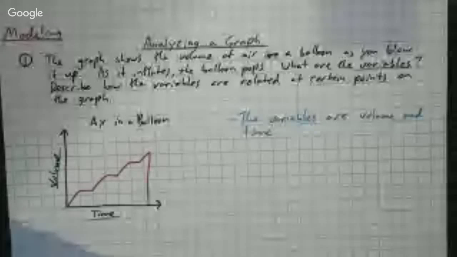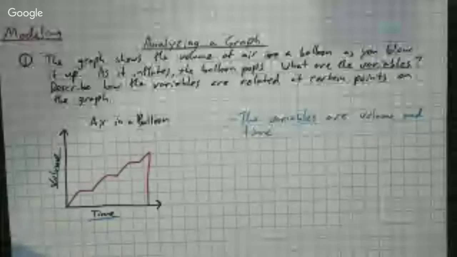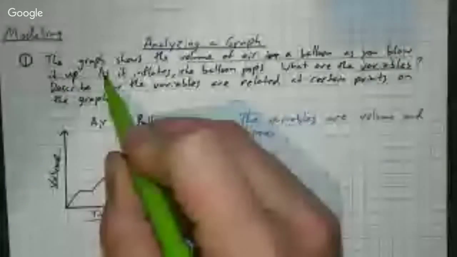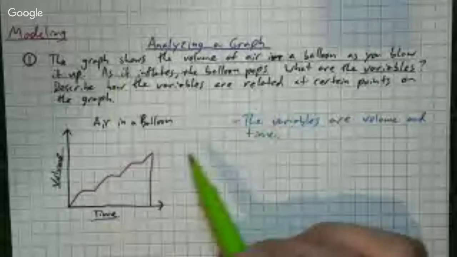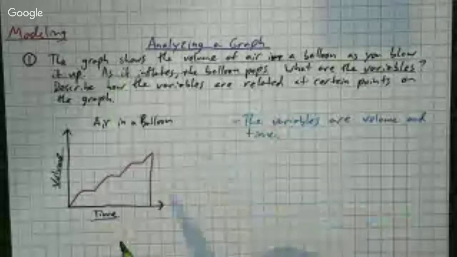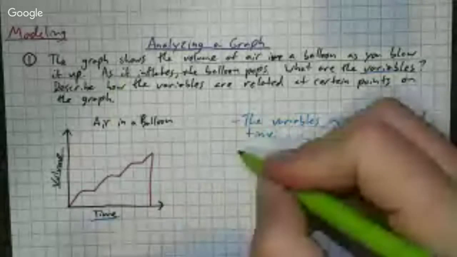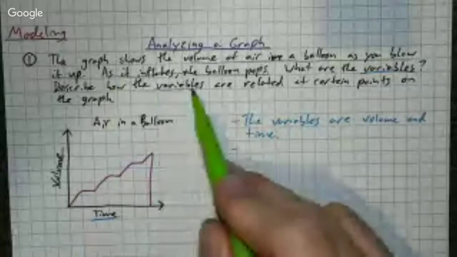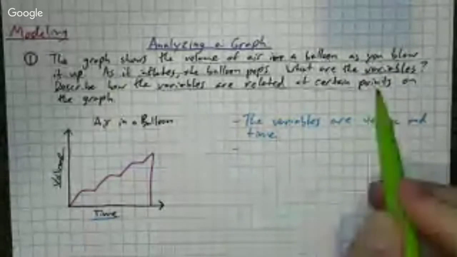We understand what happens because of the volume in the air in a balloon as you blow it up. As it inflates, the balloon pops. So if we're looking at this, this is showing us blowing up a balloon until it pops. So the next thing we need to decide is, describe how the variables are related at certain points.